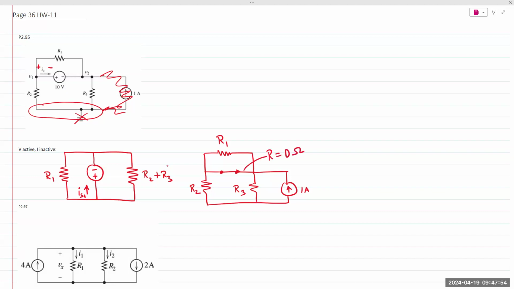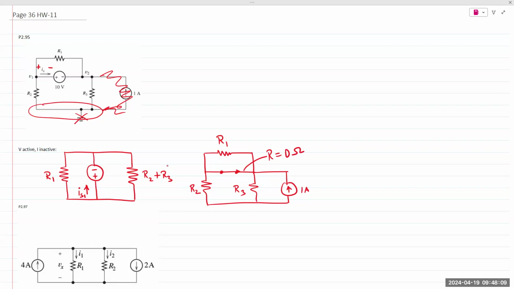Anything that is connected in parallel with a short circuit wire is effectively redundant. It is removed from the circuit. It has no effect whatsoever on the circuit. That's the concept that everyone should remember.